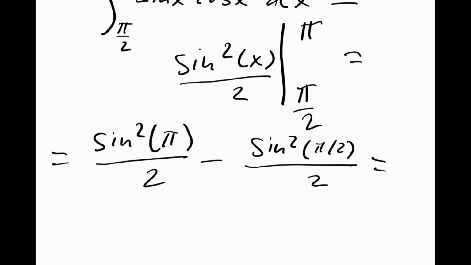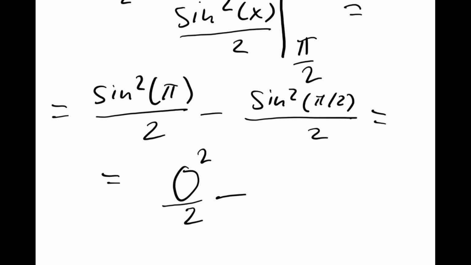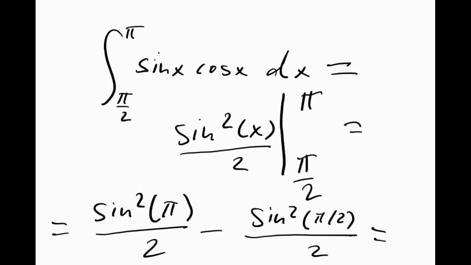So what is that? Well, sine of pi is 0. So this whole first term is 0 squared over 2. That's 0. And minus sine squared of pi over 2. Sine of pi over 2 is 1, and sine squared is 1 squared over 2. So all this together is minus 1 over 2. Therefore, the result for this initial question is minus 1 over 2. And that's it.